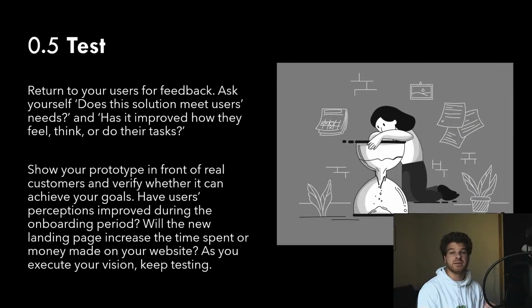Phase 5, test. Return to your users for feedback and ask yourself if the changes that you've made actually improved on the product. This phase kind of combines with prototyping, as you should switch from one to the other real quick. It's best if you know what you want to test in this phase, since you then can choose the testing methods that you want, but we'll get into detail on those later on.